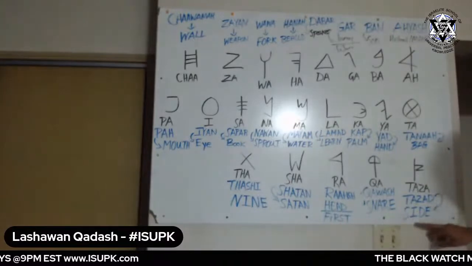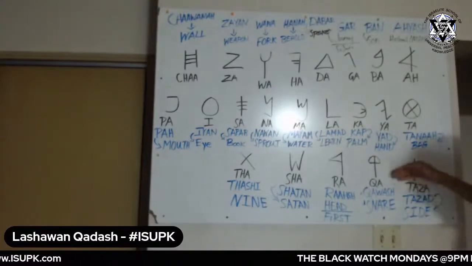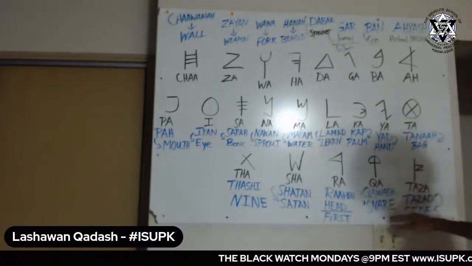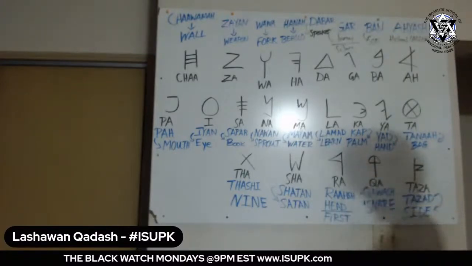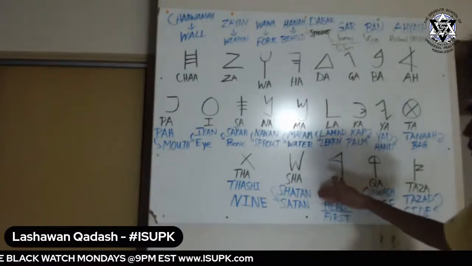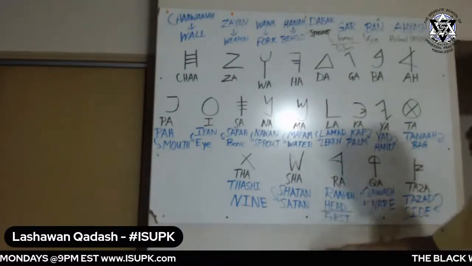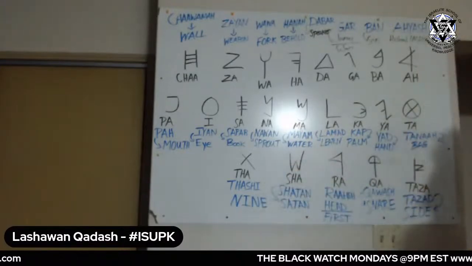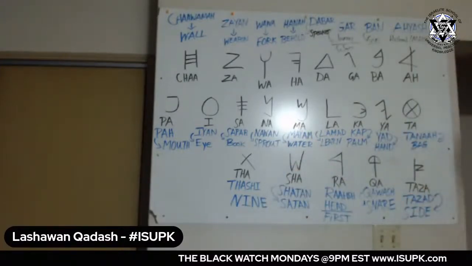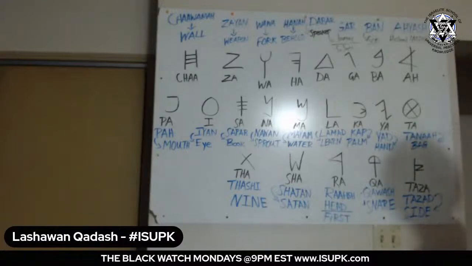Tazad, which means side. Wash, snare. Ra'ash, head or first. Sha for shaitan, which means Satan. Tha for the shy, which means nine. Okay, so that's it for that part.